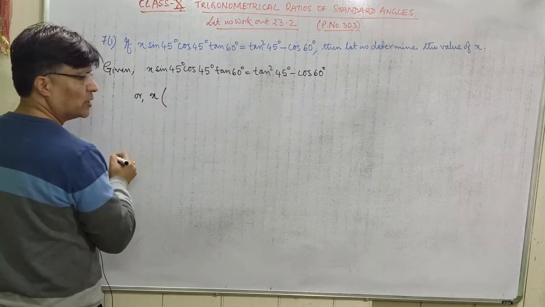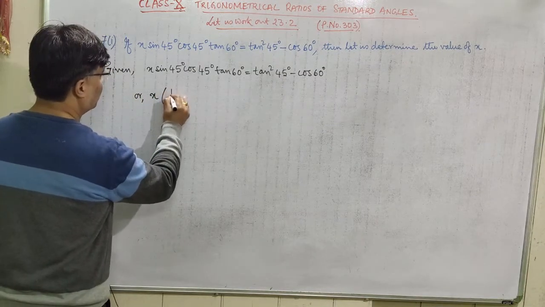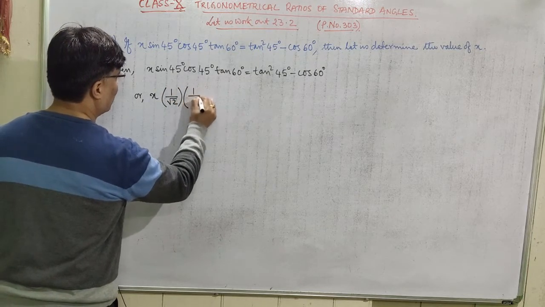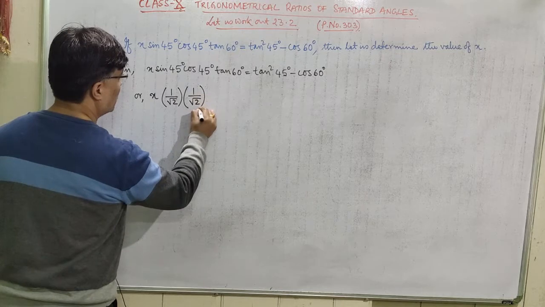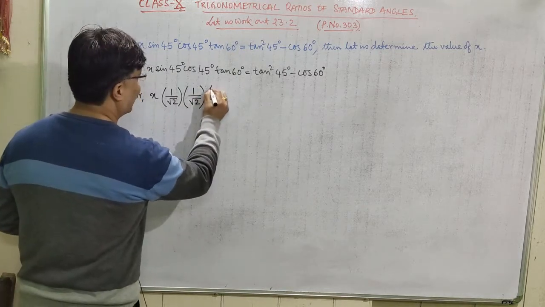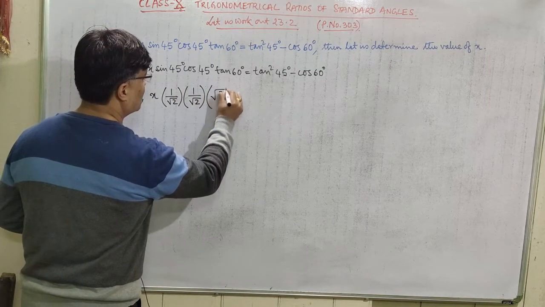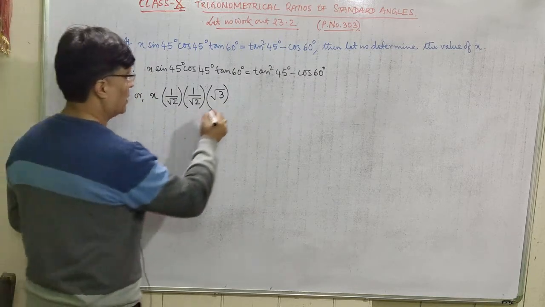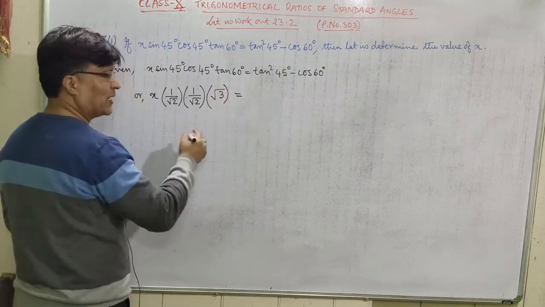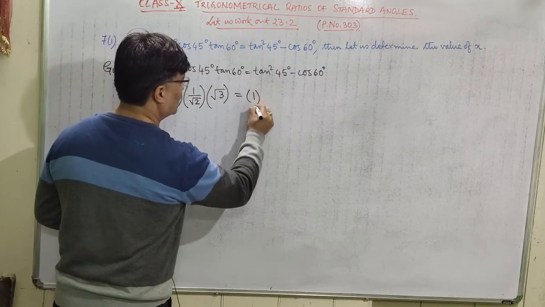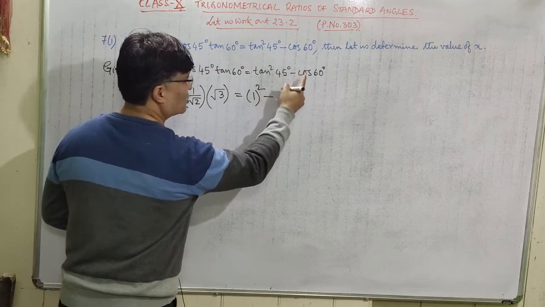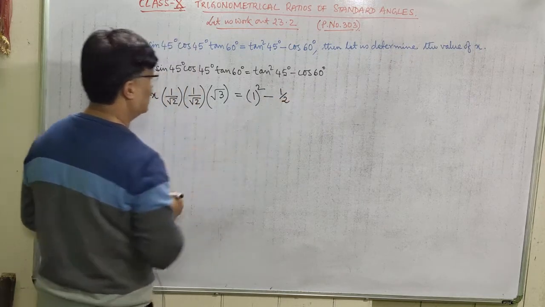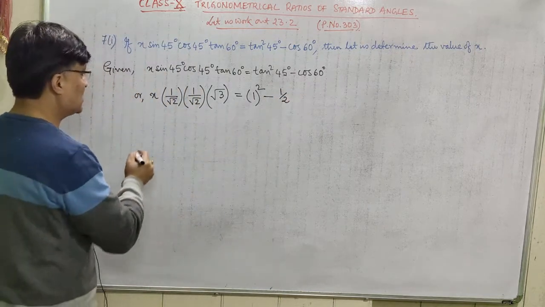So x into, what is the value for sine 45 degree? You know that this is 1 by root 2. What is cos 45 degree? This is also 1 by root 2. What is tan 60 degree? This is root 3. So you should know all these values. So what is tan 45? 1, but this is whole square. Minus, what is the value for cos 60 degree? It is half. Okay, so let's simplify it.